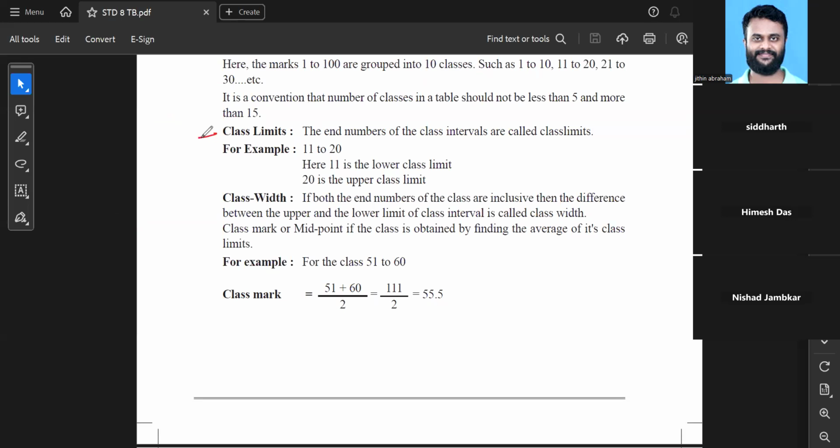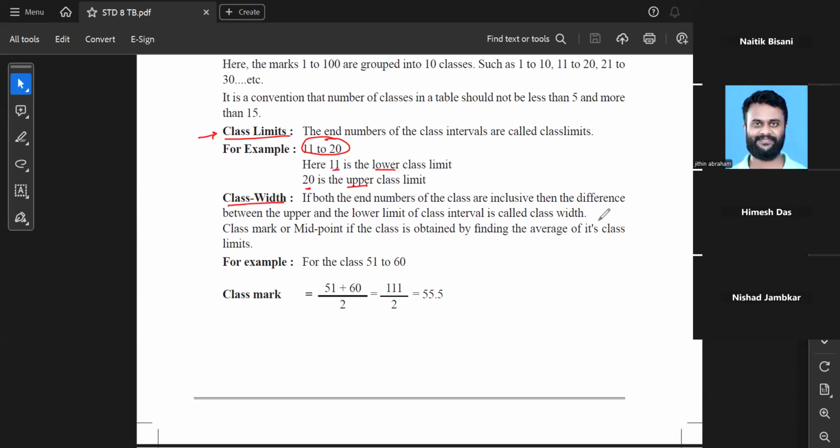So, class limits. The end numbers of the class intervals are called class limits. For example, when I say 11 to 20, 11 is a class limit, 20 is also a class limit, but 11 is called the lower class limit and 20 is called the upper class limit. So I hope the class limit term is clear. Another term is class width. If both the end numbers of the class are inclusive, then the difference between upper and lower limit of class interval is called class width.